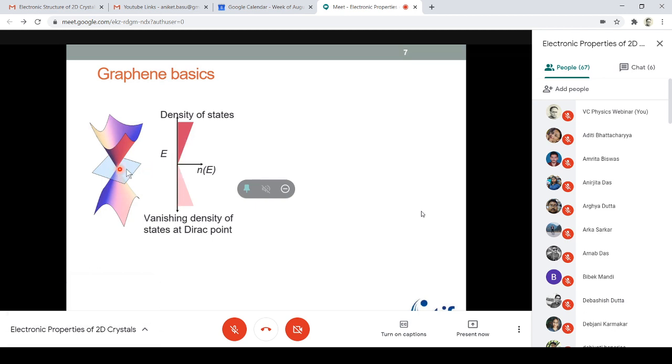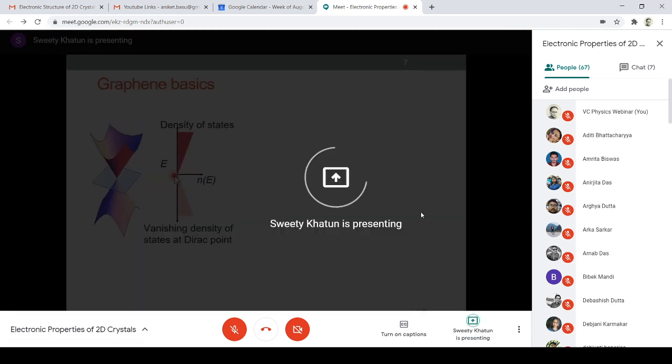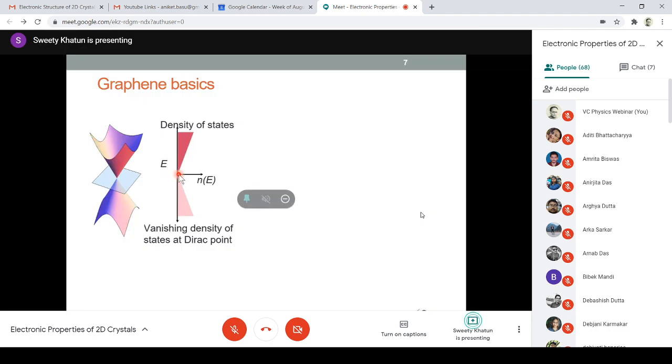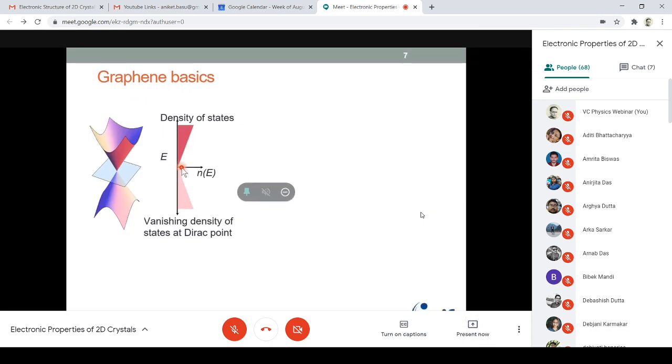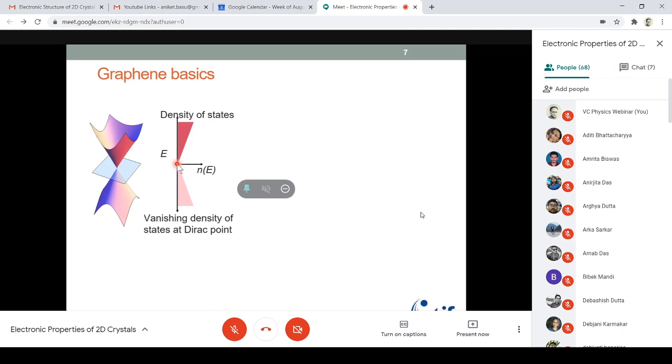If I ask how many electrons I can fill at different energy, it gives me a quantity called density of states. It's a technical name, but what it really measures is how many possibilities there are for putting electrons at every energy. And what I get as an answer is that at this energy, the Fermi energy or the Dirac point, my number of charge carriers is actually vanishingly small. So at this point, I have very few electrons available to carry current.